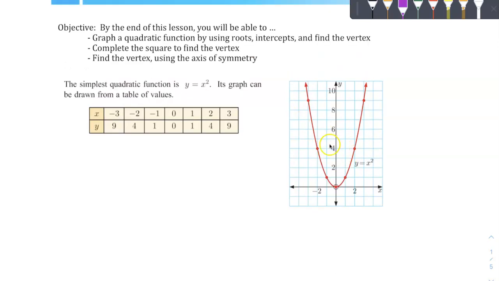Let's talk about some of the key points, like down here. This point right there is called the vertex. A little more detail about that later. If you draw a line right here that cuts the graph in half, this is called the axis of symmetry. Right, and you notice these are both equally distant from the axis of symmetry.